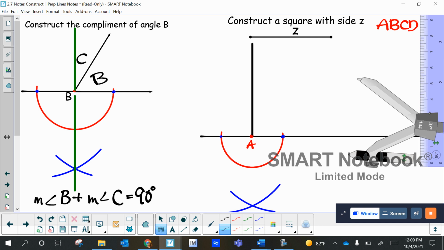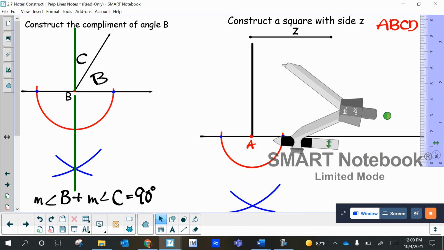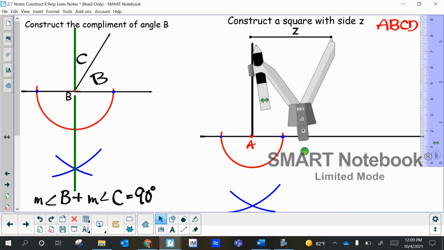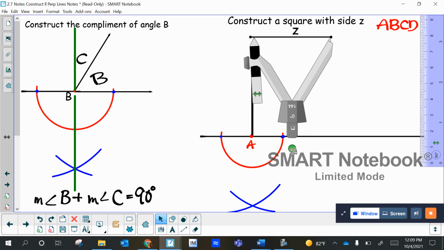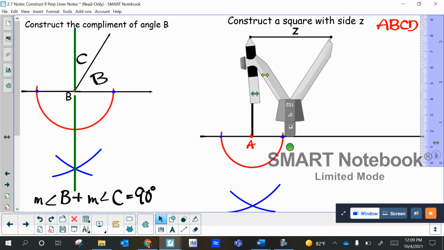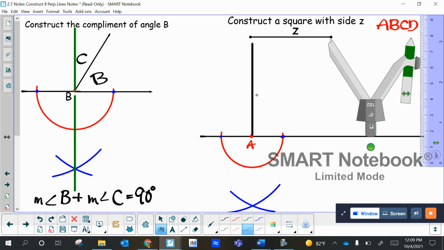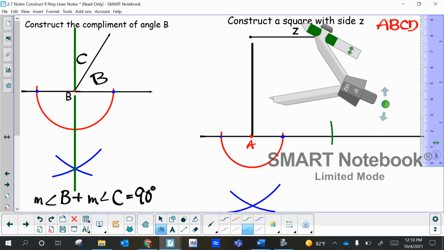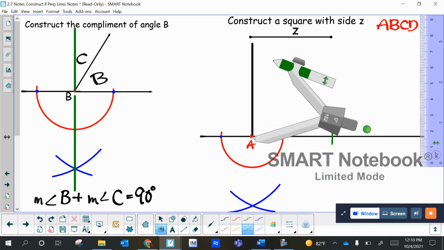Now, what do all the sides need to be? They have to be equal, and they said it has to be as big as side Z. So guess what I need to do next? I need to measure that segment there. So I'm measuring the segment. Now I'm going to come place it on point A, and I must make an arc over here. Okay, so that's going to be one of my other vertices.